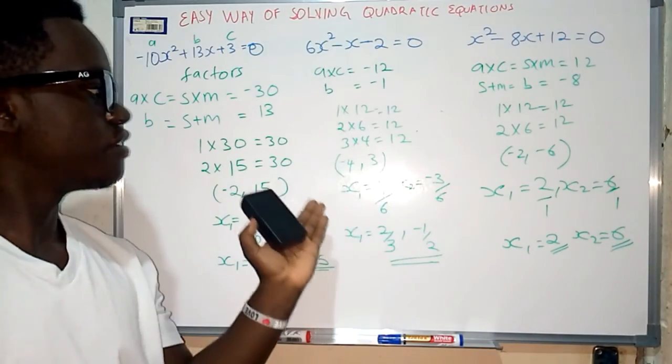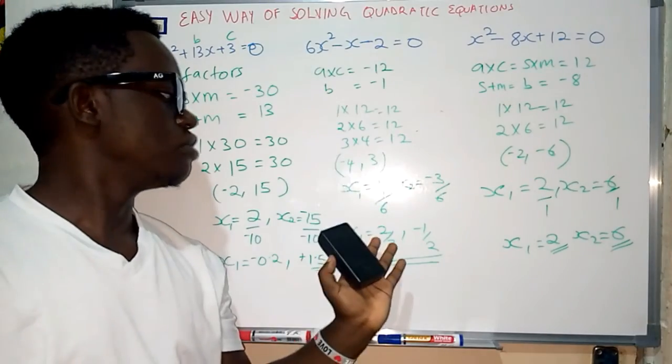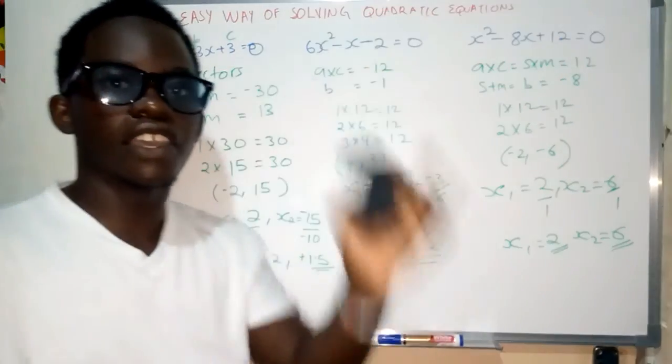You just get their factors, then change their signs, then you divide them by the coefficient of x squared.